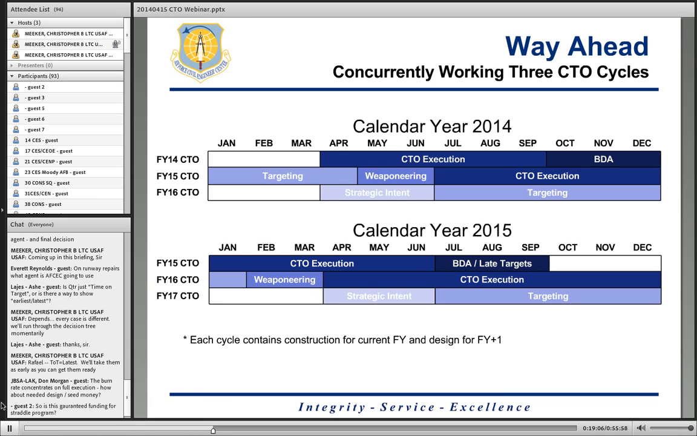And so while we plan to approve the 15 CTO in July and start execution, the end state goal is to have the 16 CTO approved by tax day of 2015, so that, no kidding, we can really start putting resources towards those 16 requirements and maybe buy a bunch of them down at the end of the year, but if not, we'll have them ready the first day of the next fiscal year.